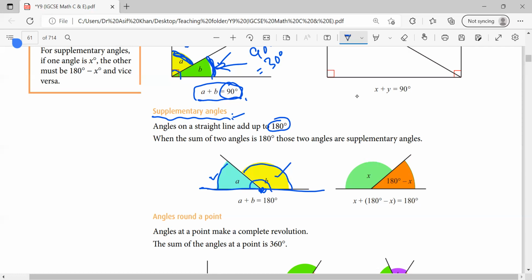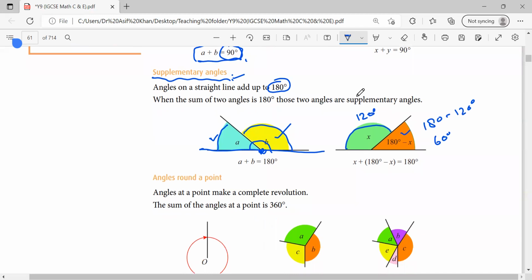Similarly, when you know one angle, you can find the other angle also. Let's suppose you know one angle, he mentioned x. Let's suppose I say this one is 120 degrees. How can you find the second angle? You can just write 180 minus 120 degrees. It will equal 60 degrees. It means by this you can find the other angle also, right? If you know one angle in the case of supplementary angles.